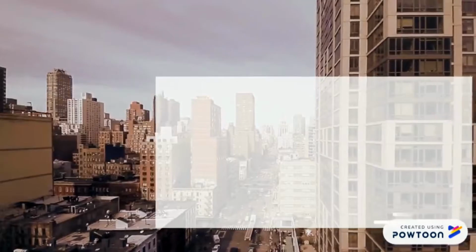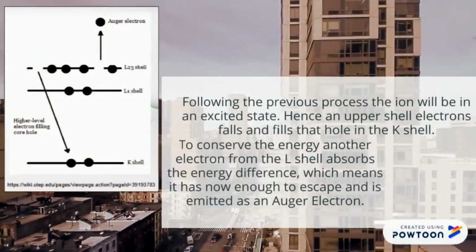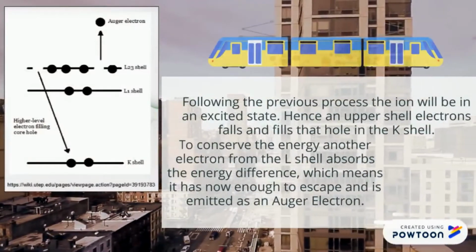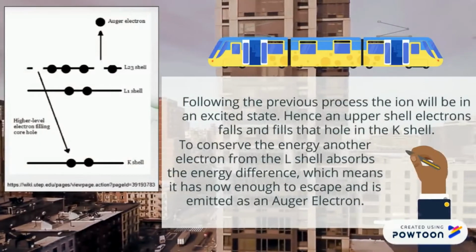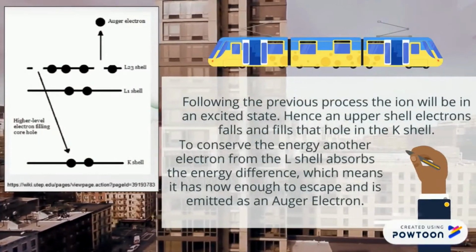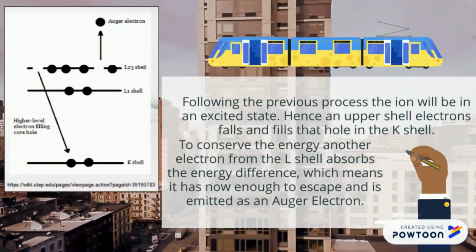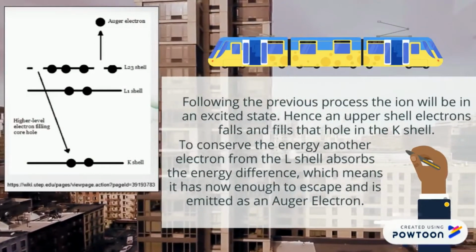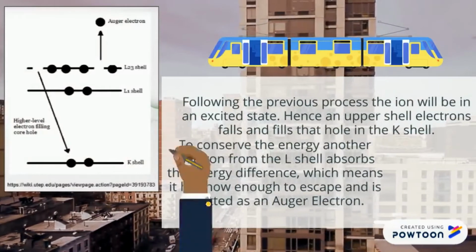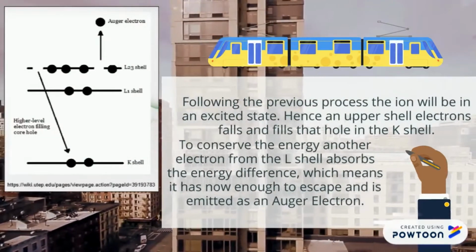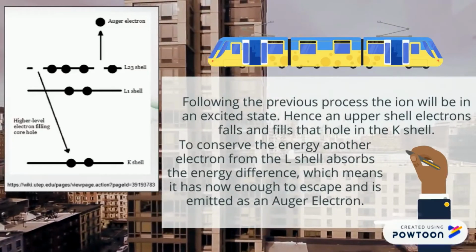structure. Following the previous process, the ion will be in an excited state. Hence, an upper shell's electron falls and fills that hole in the K shell. To conserve the energy, another electron from the L shell absorbs the energy difference, which means it now has enough energy to escape and is emitted as an Auger electron.